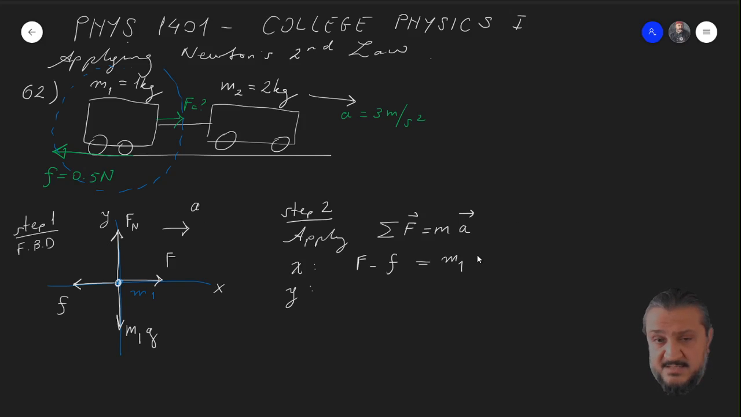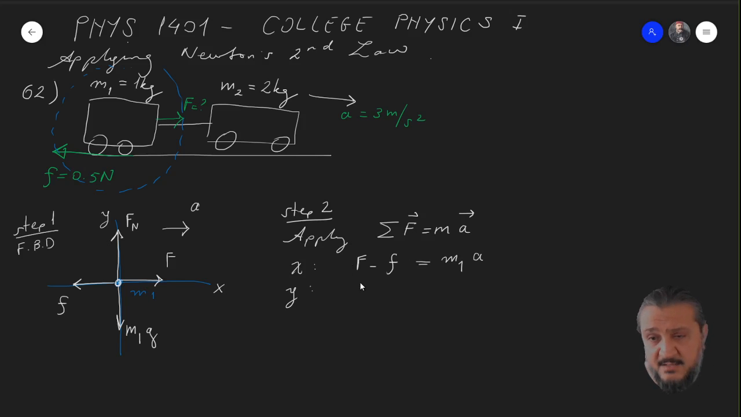After all, a does not have any y component, right? So I'm just going to write m1 times a. Now this equation alone is enough to tell me what F will be equal to, but just for completeness, let's also write down the equation in the y direction.